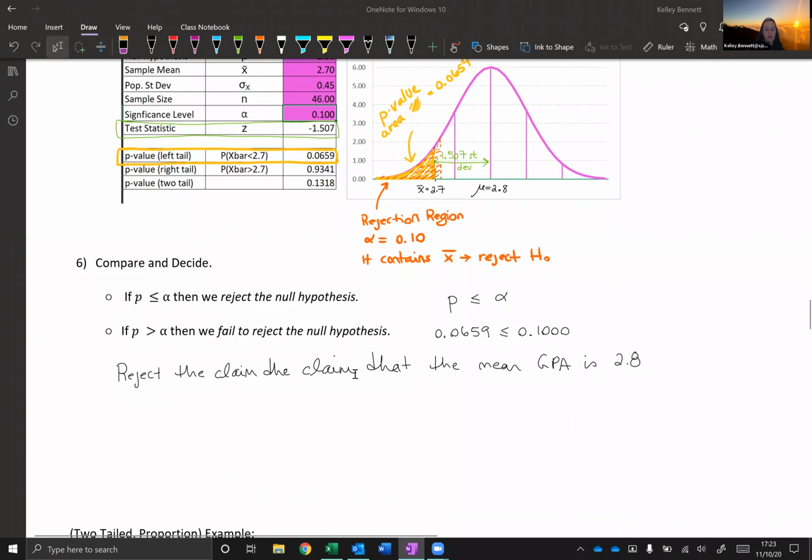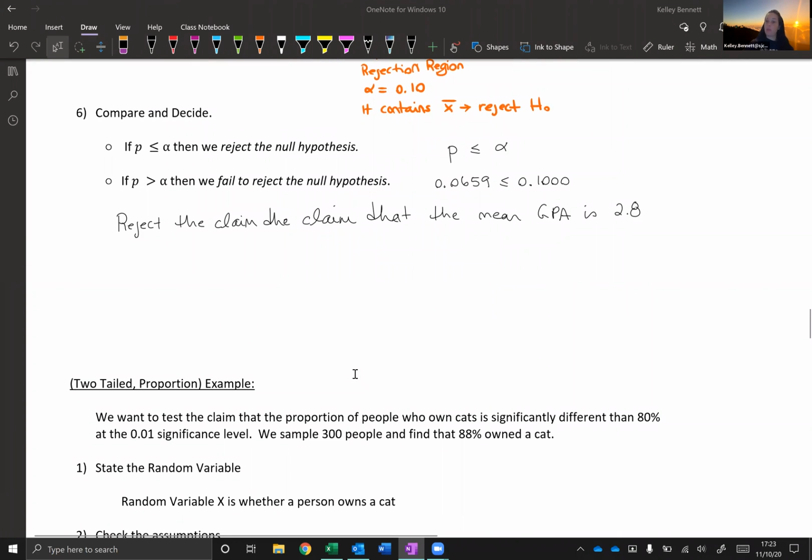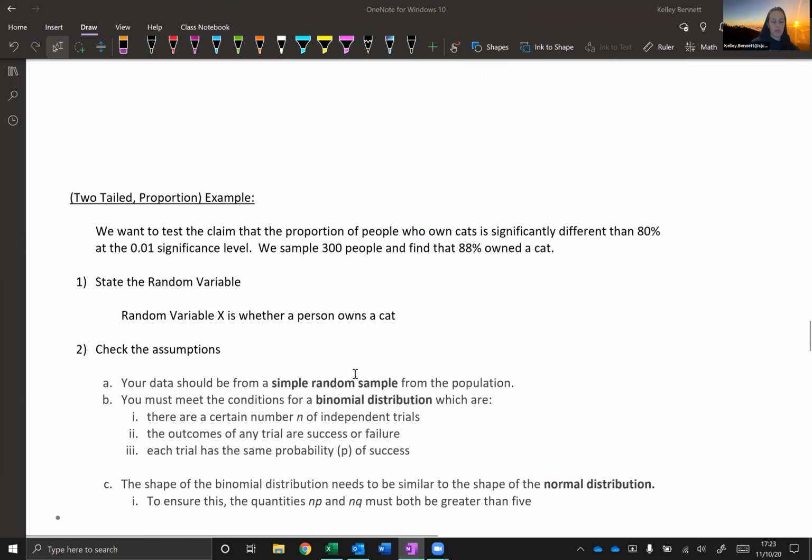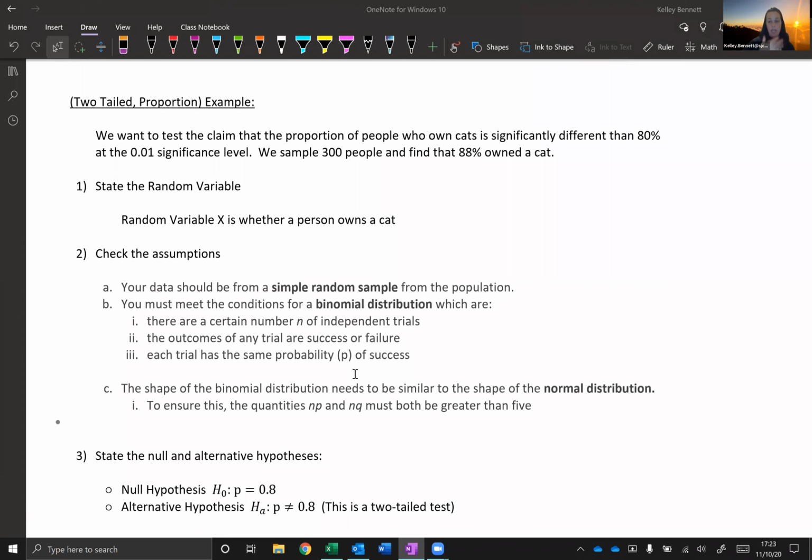So we've got a couple more examples left. We could definitely have to talk about proportions, right? But they kind of go the same way as far as what do I got to plug in? How am I reading this? Am I comparing P and alpha? Yes, you are. So in this case, we're going to do a proportion, two-tailed. We want to test the claim that the proportion of people who own cats is significantly different than 80%. At the 0.1 significance level, we sample 300 people and find that 88% owned a cat.